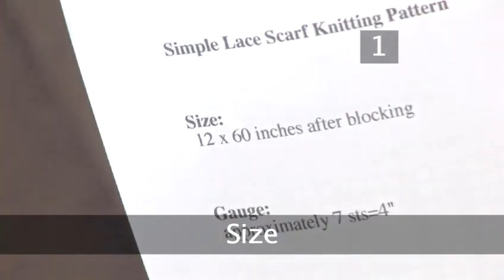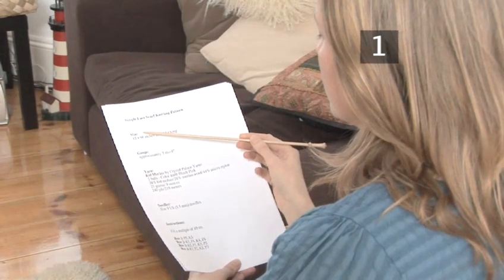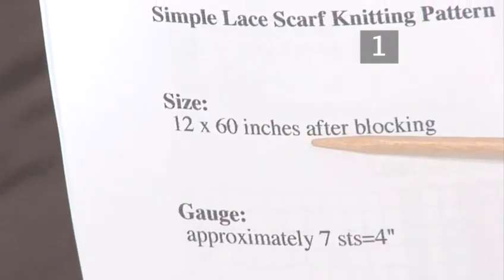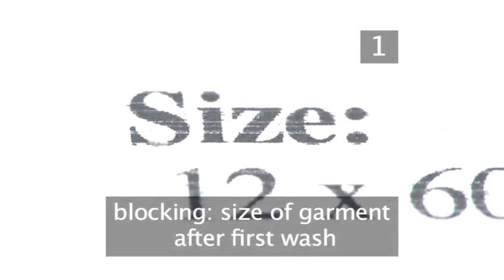Step 1. Size. The size of the finished item will be clearly stated. Sometimes it states the size after blocking, which means after you have washed the finished garment for the first time.